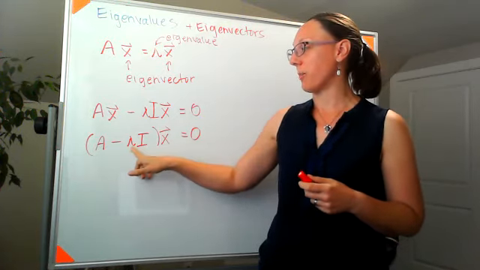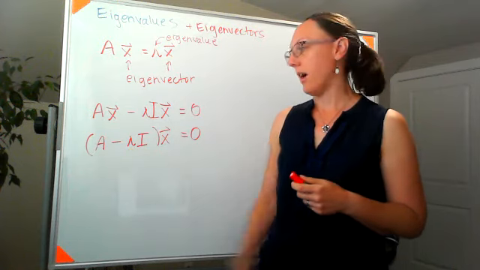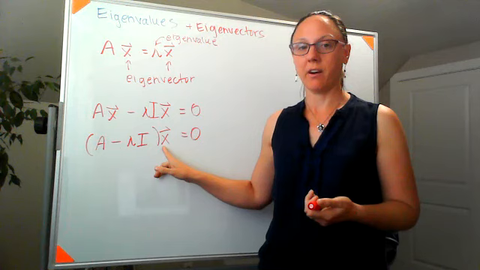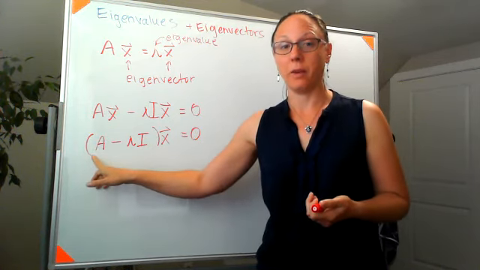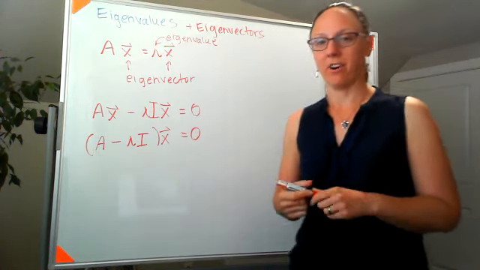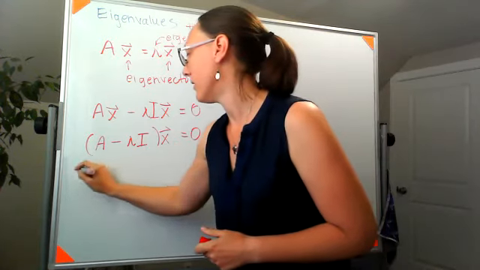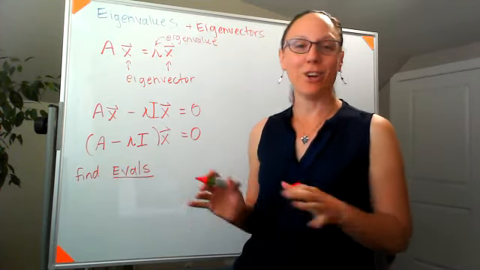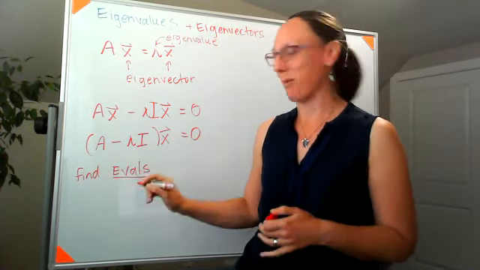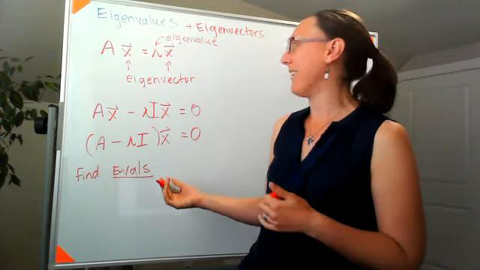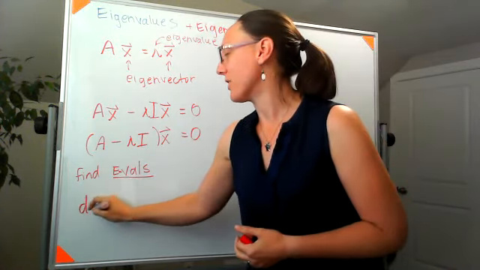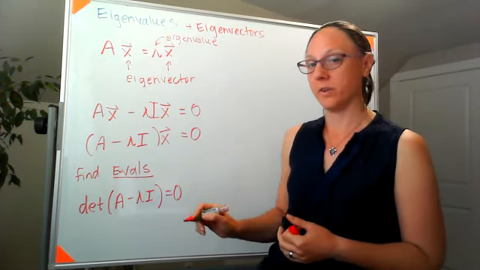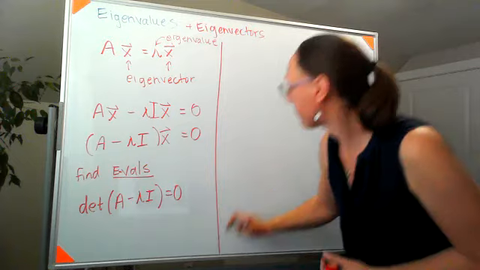This, it turns out, is what's important for us to be able to find the values of lambda, because the only way that this has a solution other than x equals 0 is when the determinant of this new matrix A minus lambda I is equal to 0. So when we find those eigenvalues, which I'm going to abbreviate as evals, we're doing that by taking the determinant of A minus lambda I and setting that equal to 0. So let's take a look at a practice problem.